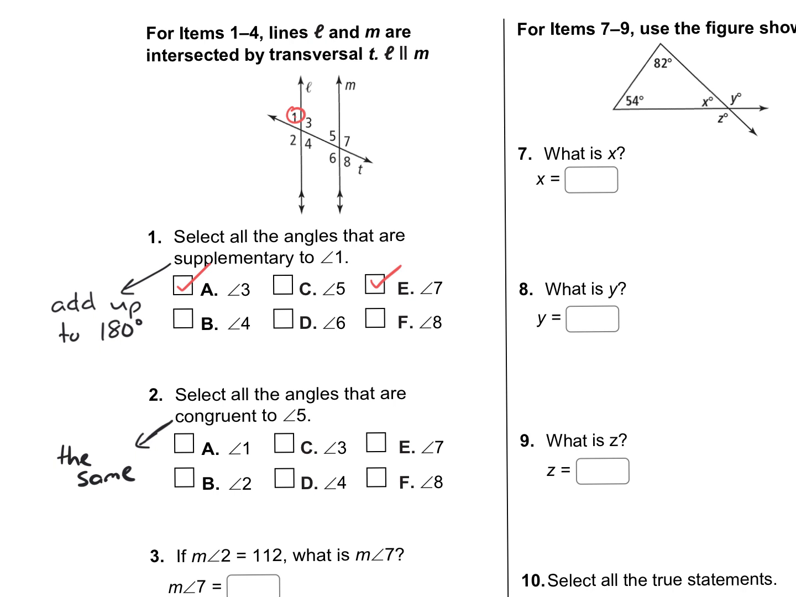Moving on to angle 4. Yes or no? No. Why not? Vertical. They're vertical. We know vertical angles are the same. What about angle 6? Yes. Again, a way you can see that, one's acute, one's obtuse. What about angle 8? No. Okay. Any questions on knowing if they're supplementary or not?